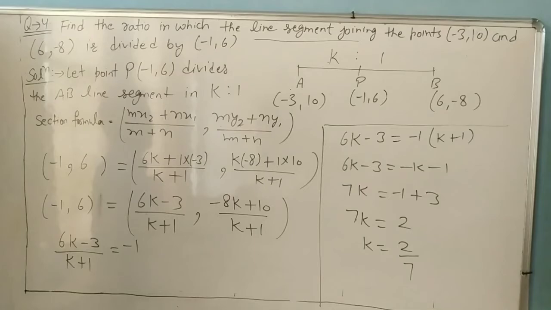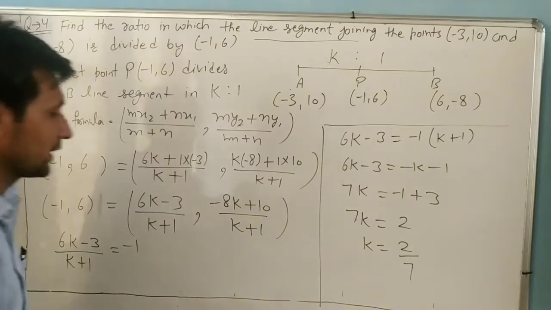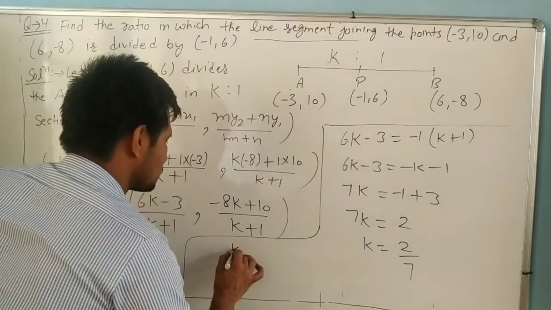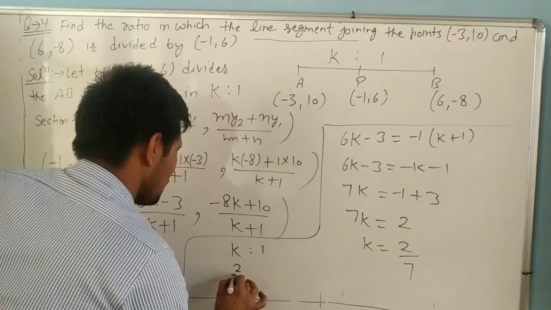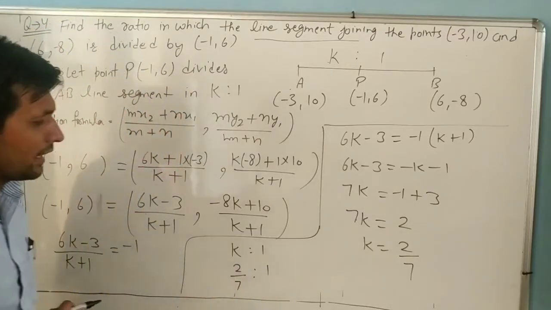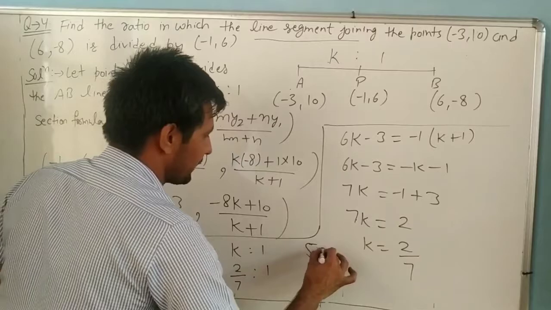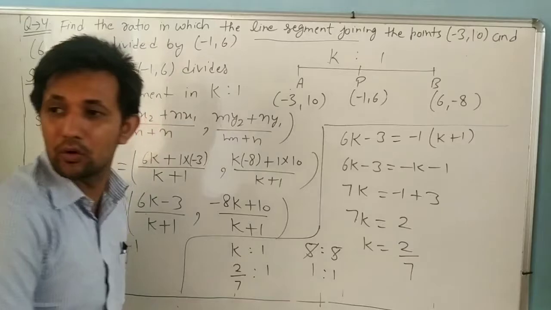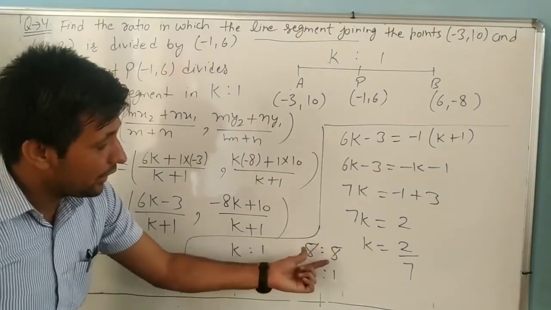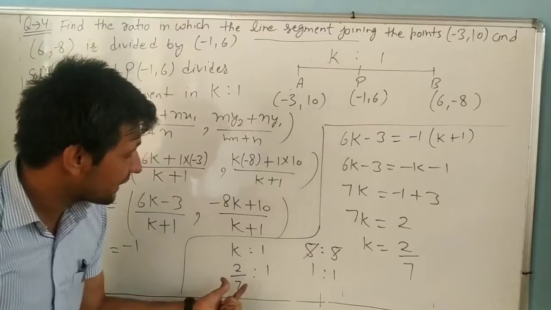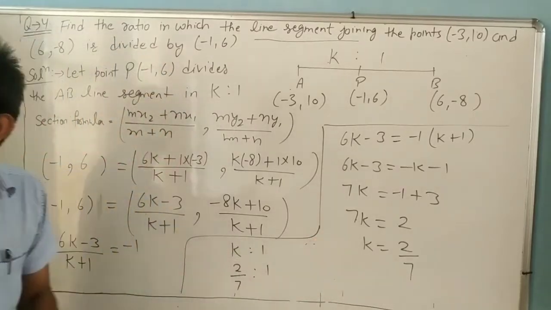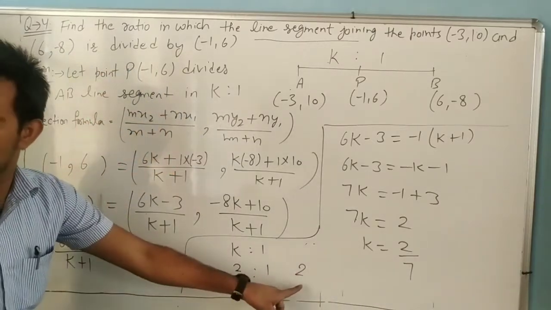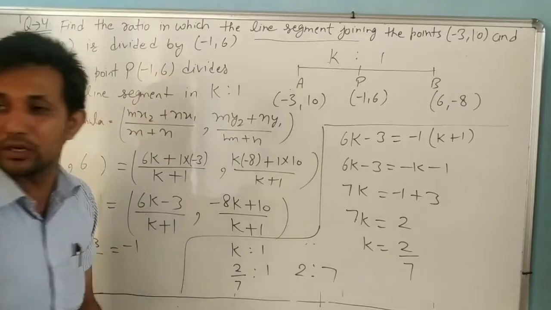What ratio? 2 by 7. Now if k is 2 by 7, what ratio? K ratio 1. So k is 2 upon 7 ratio 1. Suppose if I write 5 ratio 5, you will cut, 5 ones are and 5 ones are, 1 ratio 1. Same as it is. If we are dividing by the same number, we can multiply by the same number also. Multiply it by 7. So 2 by 7 into 7 comes 2, and 1 into 7. So what is the ratio? 2 ratio 7.